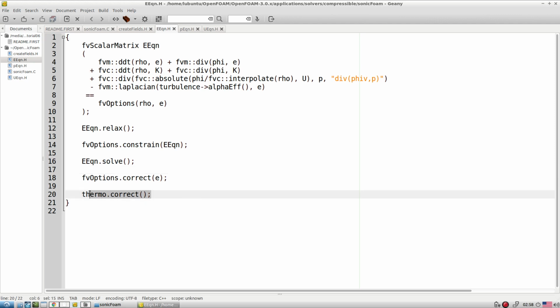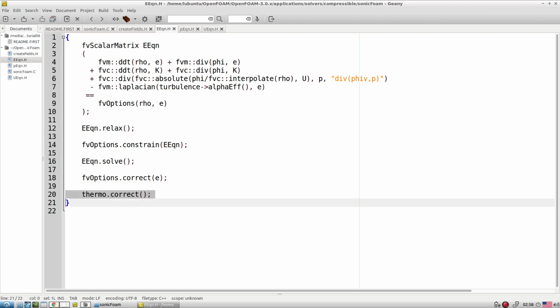When we say correct the thermo, what happens here is that it tries to quantify the temperature based on your specified property. If you specify Cp or Cv, from that it tries to quantify the temperature. That is exactly what is happening at this line.